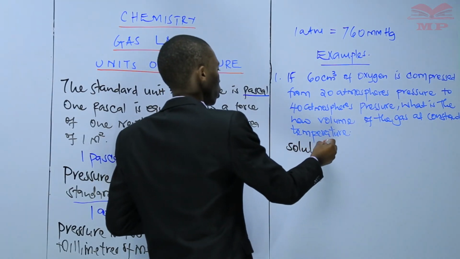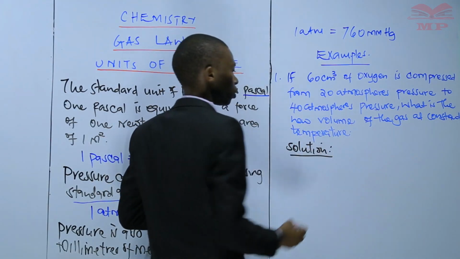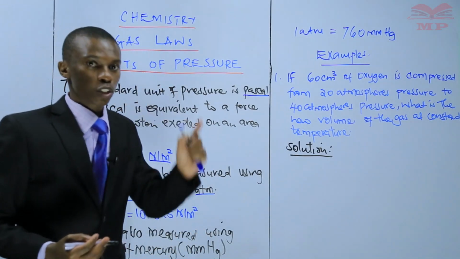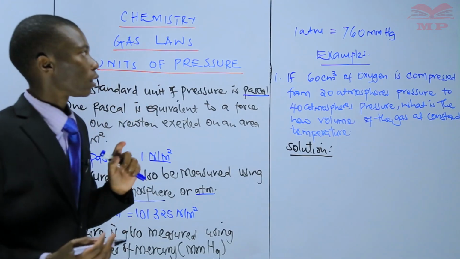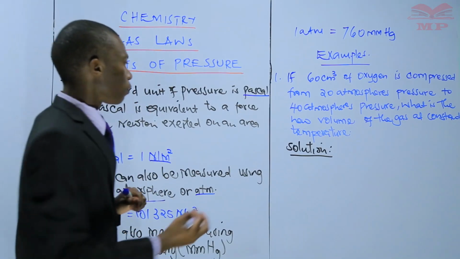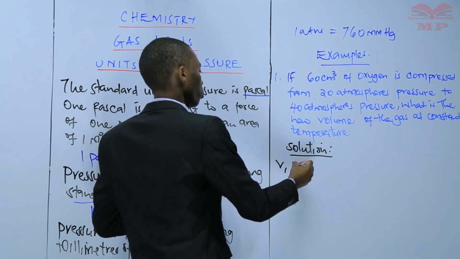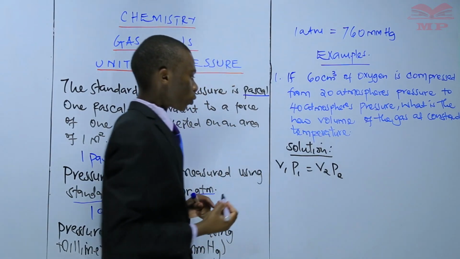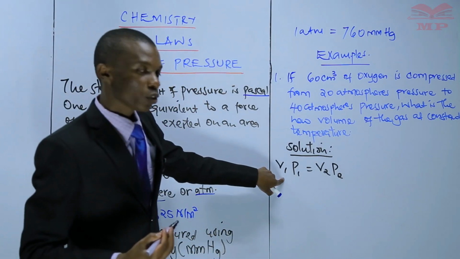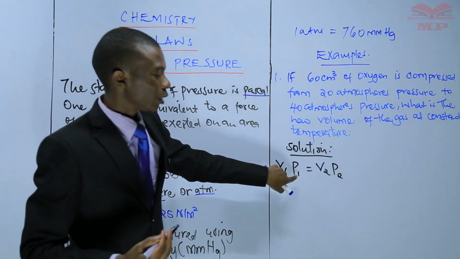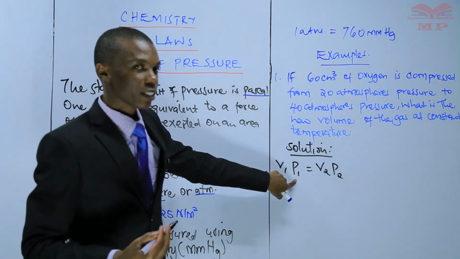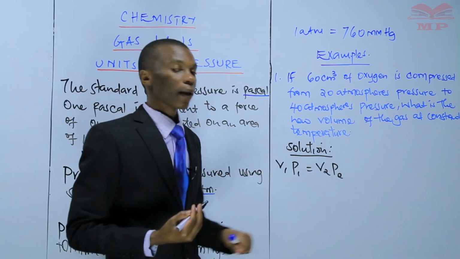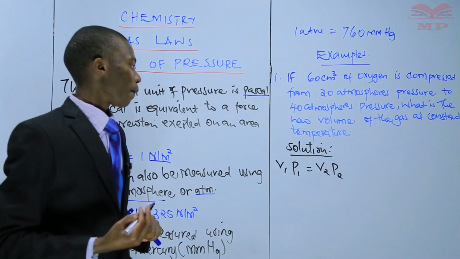So the solution would be, first of all, you need to know the formula for calculating Boyle's law. And we say that the formula is V1 P1 is equal to V2 P2, where V1 is the initial volume, P1 is the initial pressure, V2 is the final volume, and P2 is the final pressure.